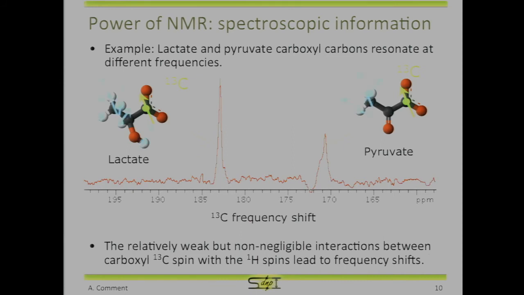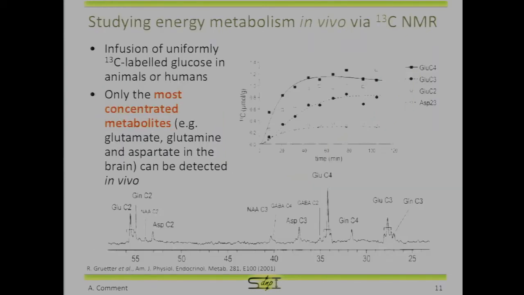This is due to the fact that you have proton spins, and these proton spins influence the carbon-13. So if the molecule slightly changes in its structure, you will see a different frequency. This is the signal for lactate, and this is the signal for pyruvate. You can really take advantage of that to distinguish what you're looking at.